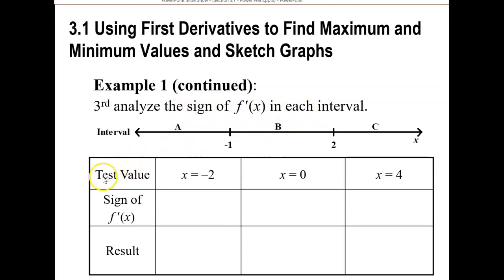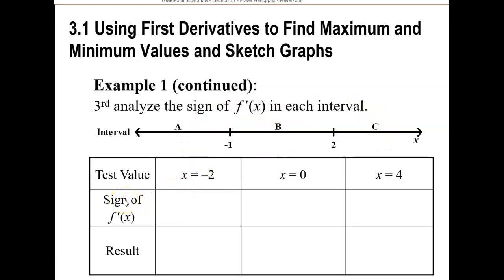So our table here means I'm going to pick a test value in interval A. So if this is at -1, any value of x over here can be a test value. So they've chosen -2. B is the interval between -1 and 2, so pick a number that lands in that space. They've chosen 0. And then for the third space between 2 and infinity, pick any x value that lands here. So they picked 4. So they've chosen the test values within each space.